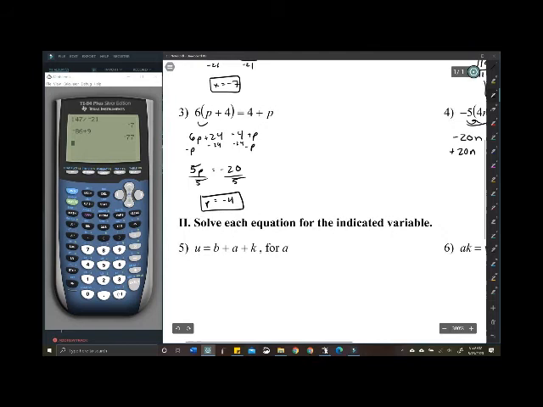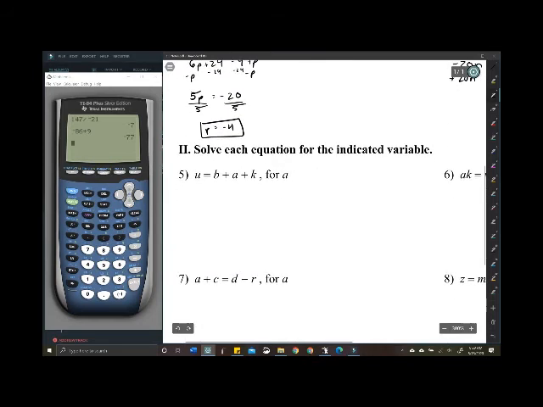Okay. The trickier stuff today is solving equations for indicated variables. So notice there are no numbers, okay? So you're like, oh my, really? It's going to be okay. Your answers are just going to look a little funky. So just take your time. It'll be all right. All right, so we're solving each equation for the indicated variable.